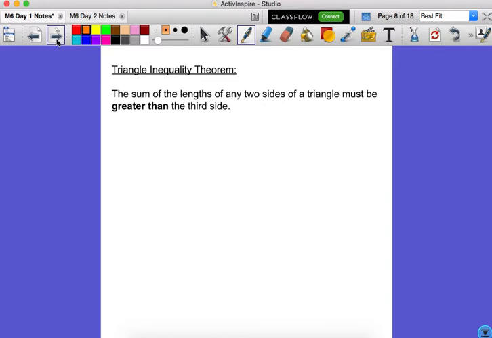So in other words, any two sides added, any combination, if I add, let's say A and B, they have to be greater than C. If I add B and C, they have to be greater than A. And if I add A and C, they have to be greater than B. So any combination of two sides has to be bigger than the third.